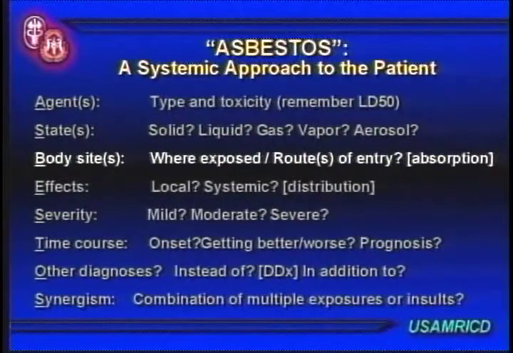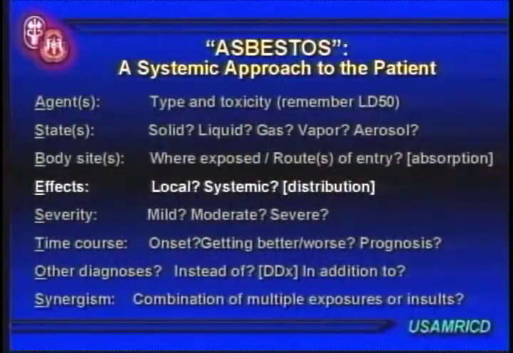Knowing the state of the agent and thinking about contact with the body naturally leads us to consider the B question in asbestos, the body site. Where did exposure to the agent occur? What's the route of entry of the agent? Is it ocular? Is it percutaneous? Is it parenteral through wounds? Is it some other way? Is it a combination of the above?